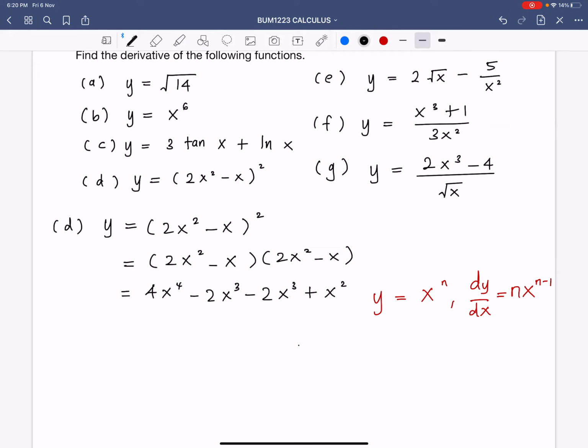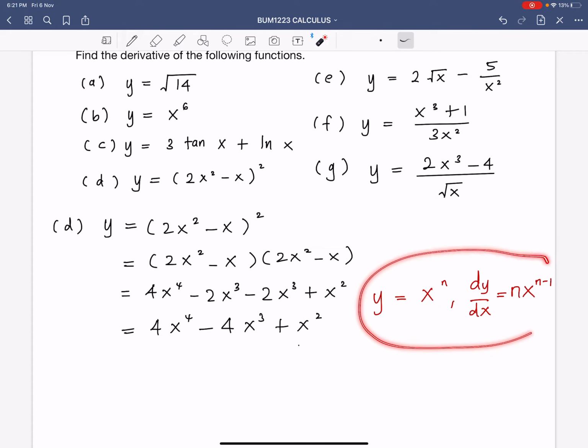Now we can simplify this because here we have the same terms, x cubed and x cubed. Therefore, we get x power of 4 minus 4x cubed plus x squared. Now you can see that each of these terms is in the form of x power of n. Then we can use this formula to differentiate y.